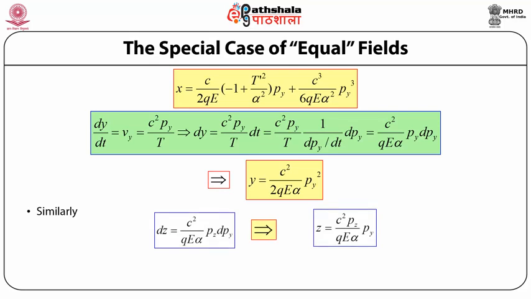Similarly, dz equals c square divided by qe alpha into pz dpy, which implies that z equals c square pz divided by qe alpha py.